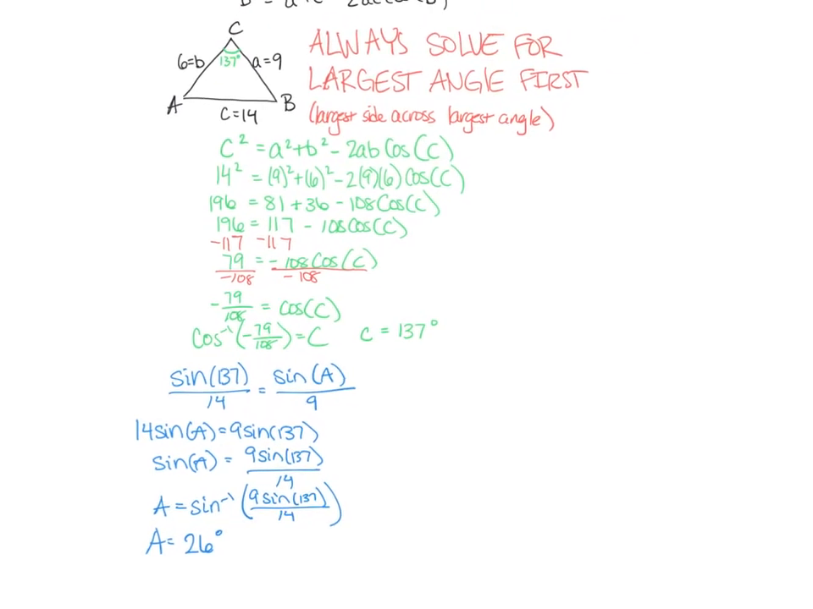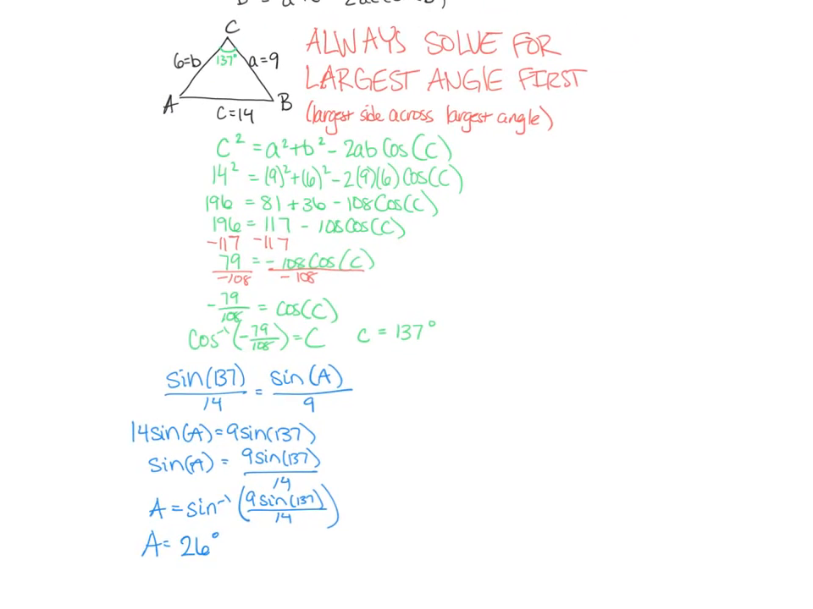I'm going to try to bring everything into screen. Here we go. So we know that angle A is 26 degrees. And then from here, I already know two of my angles. So I can say that angle B, my next angle, is going to be 180 minus 137 minus 26. And that's going to say that angle B is 17 degrees. And we've gone through, and we found our triangle.